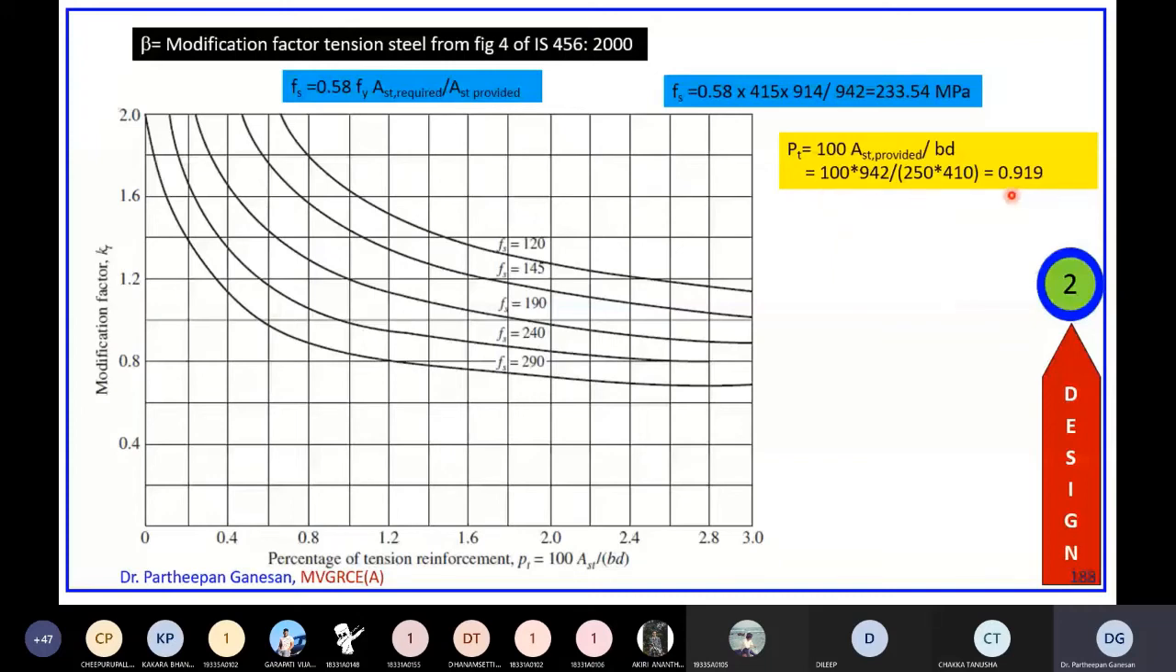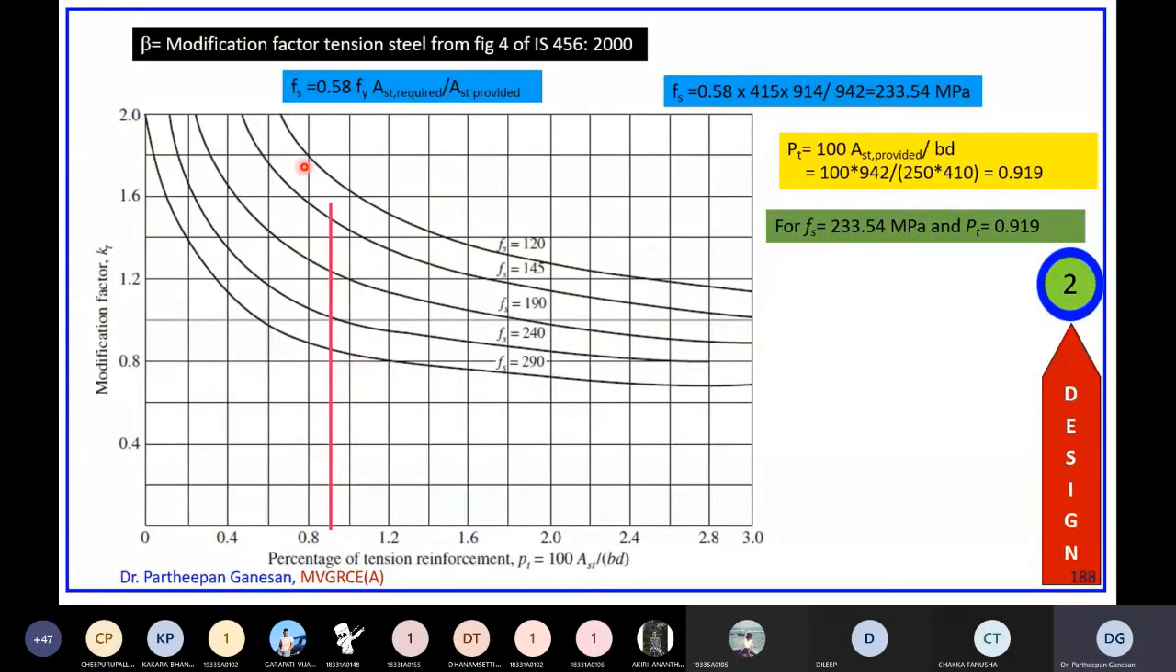So in this graph, this is 0.8, this is 1, this is 1.2. So 0.9 will be in the middle, and 0.92 will be somewhere near that. So for Fs 233.54 and percentage of tensile steel 0.92, right? This is the 0.92 line. Everybody look at this carefully. If you have any doubt, you ask. This line is 0.8. This is 1.2. So the middle value is 1, right? The middle of these two will be 0.9. So a little closer to the right side will be 0.92.